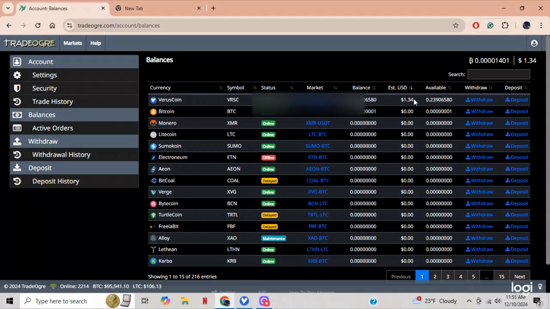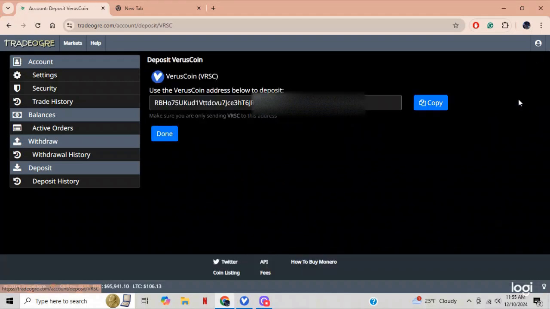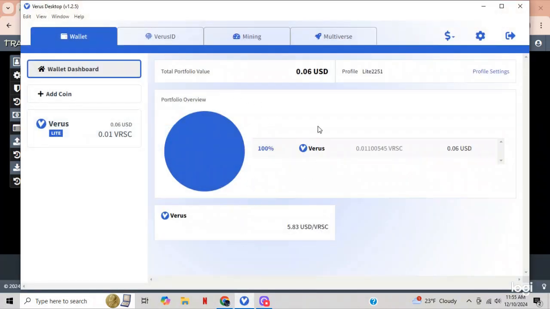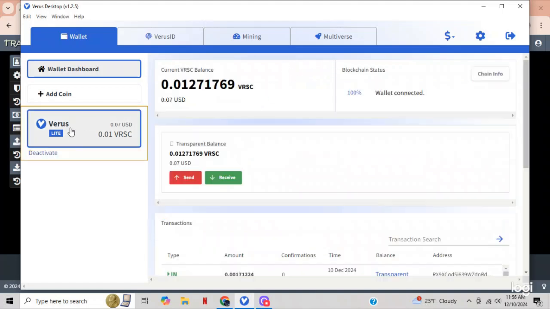So what I want to do is go right over here to deposit. Now, it's going to give you a wallet address to deposit your Verus Coin in. So I'm going to copy it, and then I'm going to go to my Verus desktop. You guys know I don't have to show you how to get into Verus desktop, because if you're mining Verus Coin, you know how to get here. So now, I got 7 cents in there right now, and what I want to do is send it over to TradeOgre.